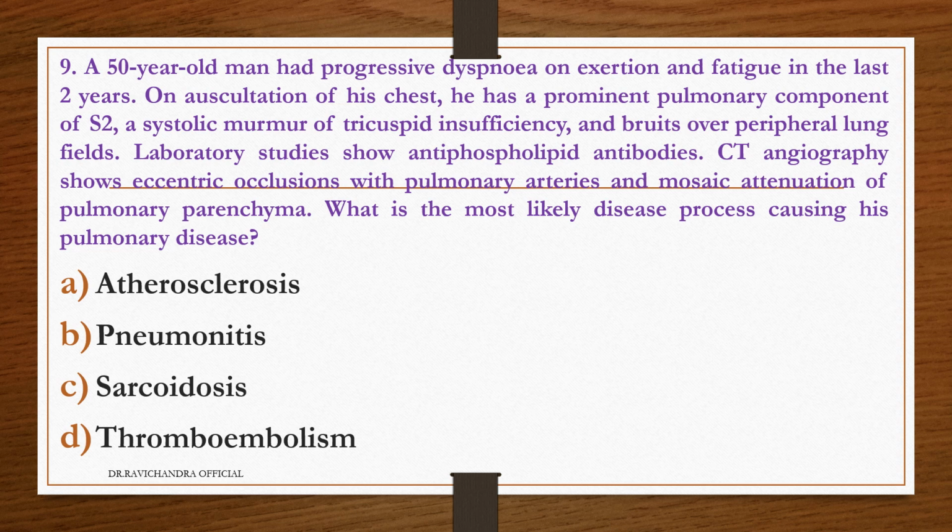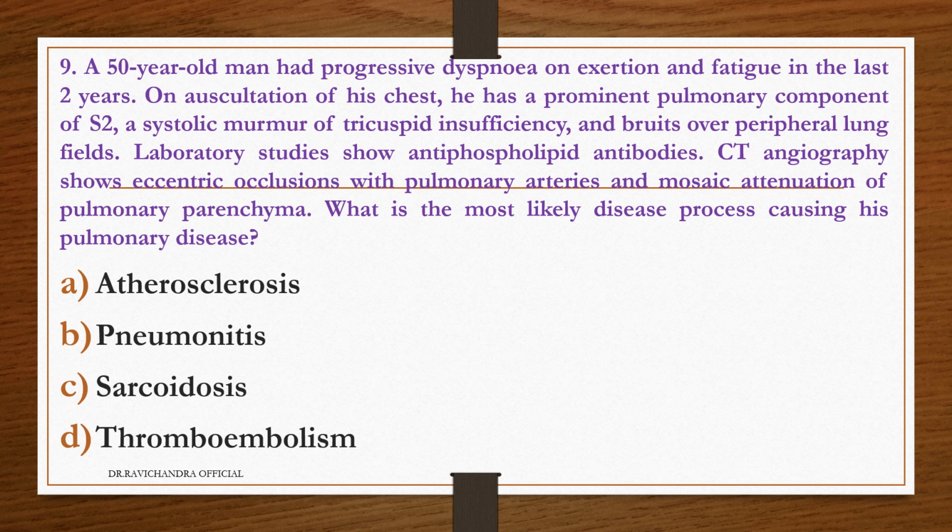Option A, atherosclerosis. Option B, pneumonitis. Option C, sarcoidosis. Option D, thromboembolism. The correct answer is thromboembolism. The patient's symptoms, physical examination, and diagnostic findings are suggestive of chronic thromboembolic pulmonary hypertension. The key features that support this diagnosis are progressive dyspnea and fatigue, prominent pulmonary component of S2, systolic murmur of tricuspid insufficiency, bruits over peripheral lung fields, and presence of antiphospholipid antibodies, which is a hypercoagulable state.